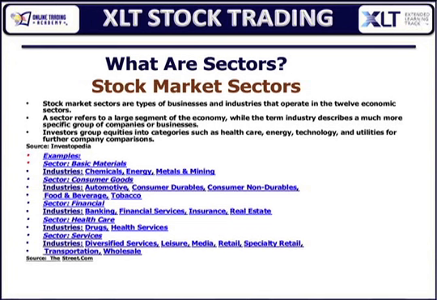So the economy has a bunch of sectors, and of course we have businesses that are involved in those sectors as part of the stock market. So for example, we have industries that are linked together. Companies are linked together for comparison purposes, and most investors will link equities into categories such as healthcare, energy, technology, utilities. As you can see, we have the basic materials sector, which includes chemicals, energies, metals, mining.